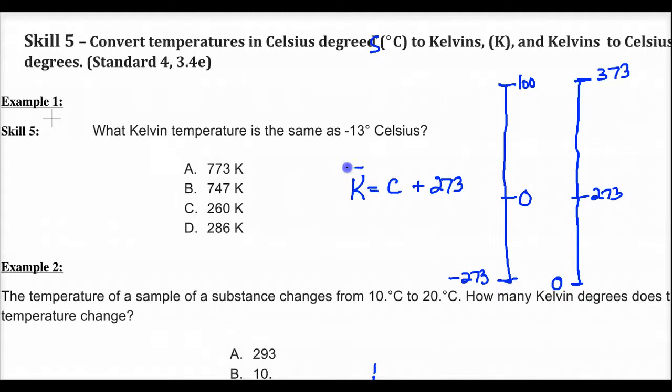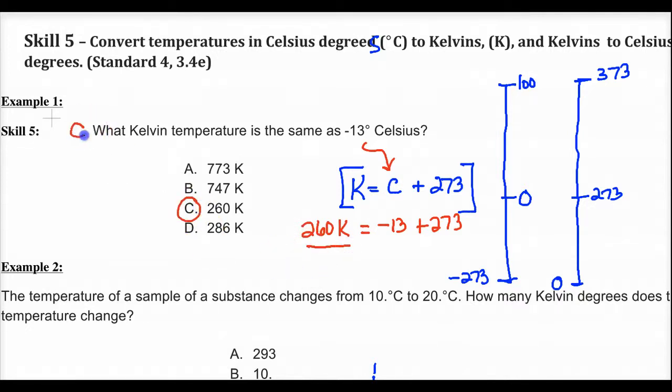Now, if you don't like any of that, this is given to you in Table T, so just plug it in. So here's the skill. You must be able to convert. So if I have negative 13 degrees Celsius, that goes in here, and I want kelvins, I just add 273 to that. You put it in your calculator and you get 260 kelvins, which is choice C. No big deal.